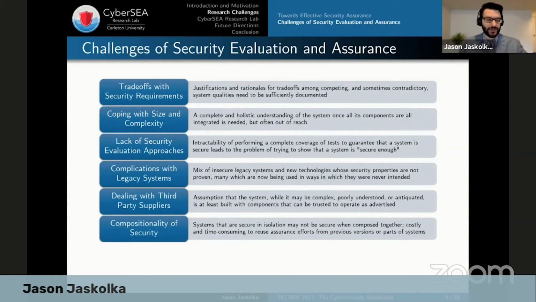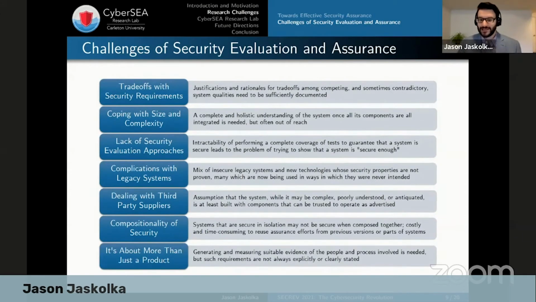We have to worry about the compositionality of security. So with this, we have to worry about the systems that are secure in isolation. Well, they may not be secure when they're composed together. And it can be time consuming to reuse any assurance efforts from our previous versions or parts of the systems. And lastly, it's about more than just the product. Security assurance is not just about the system that we're building, but also about the people and the processes involved. But these requirements are not always explicitly or clearly stated.